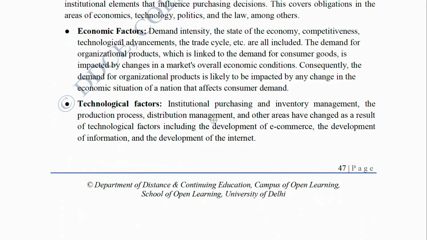Technological factors: institutional purchasing and inventory management, the production process, distribution management, and other areas have changed as a result of technological factors, including the development of e-commerce, information technology, and the internet.